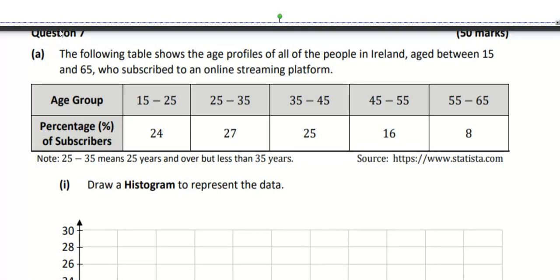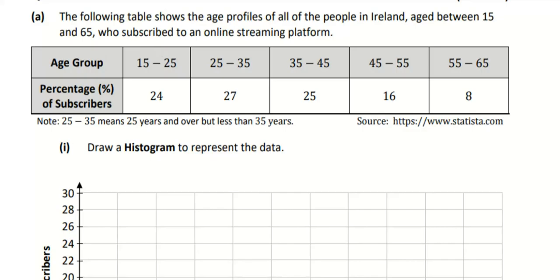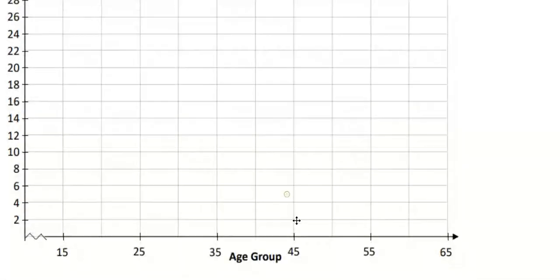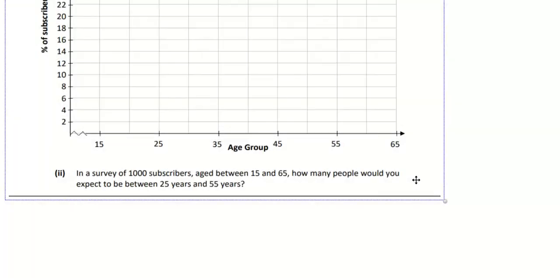Now, question 7. Hopefully getting to the end of this. I have to do 7 and 8, yeah. All right, we're going to draw a histogram. Right, so 24, 27, and 16 and 8. Okay, happy days. So let's do this.